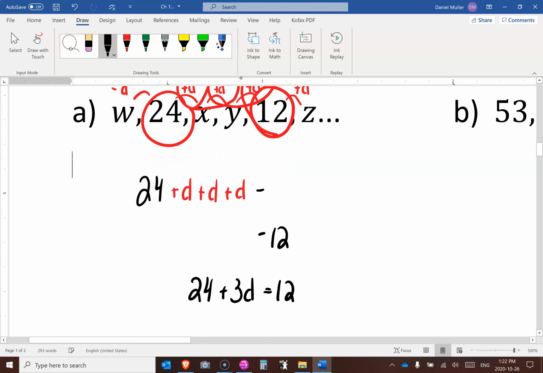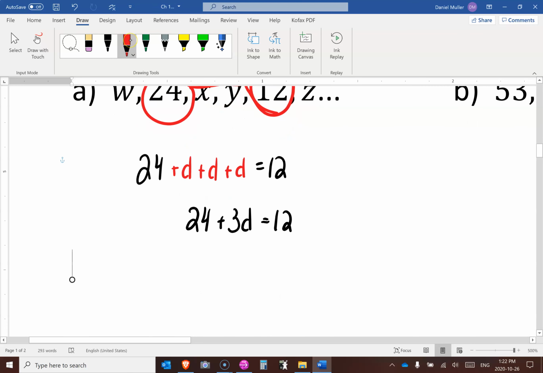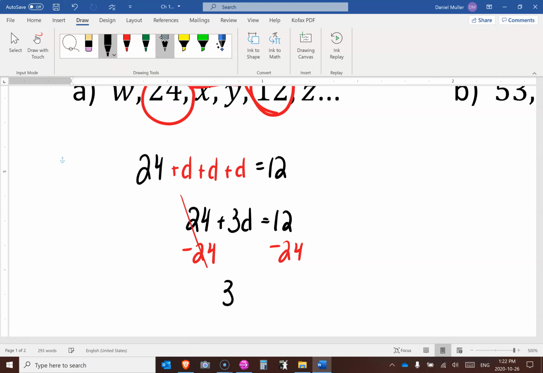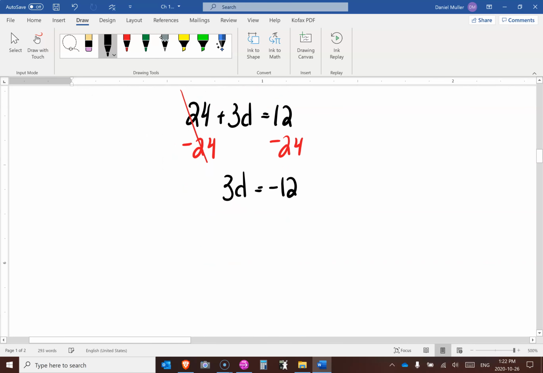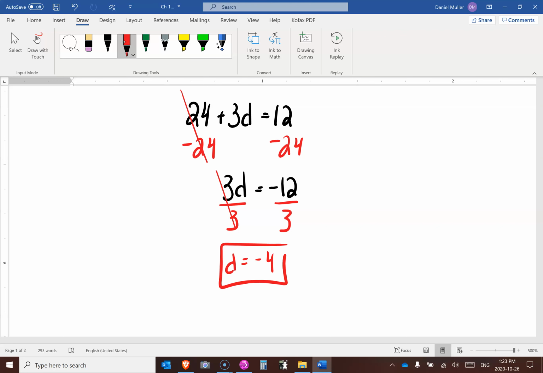And now this becomes a simple algebra question. I need to get this D alone, so I'll subtract the 24. And 3D equals negative 12. And then I can divide by 3 and divide by 3. So my D equals negative 4. Okay, so this is what my D is. My D is negative 4. That's what my common difference is.